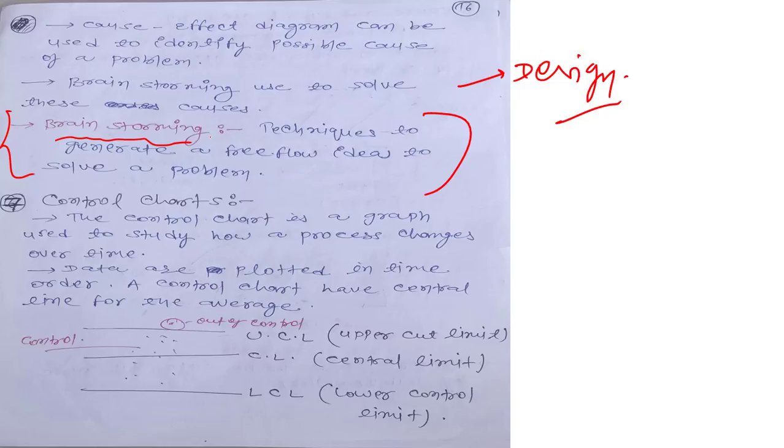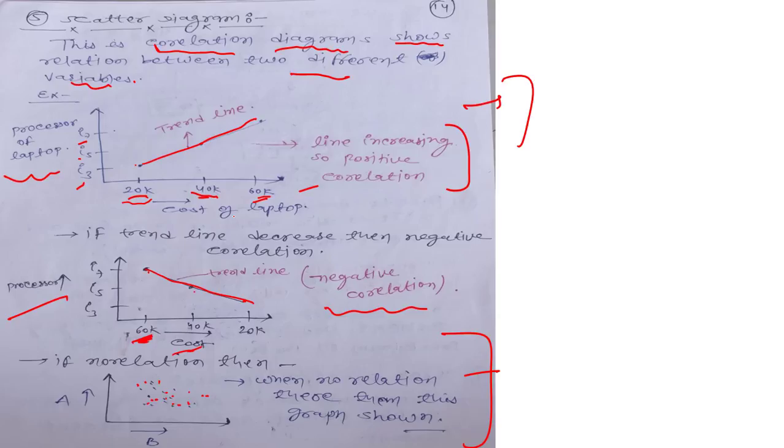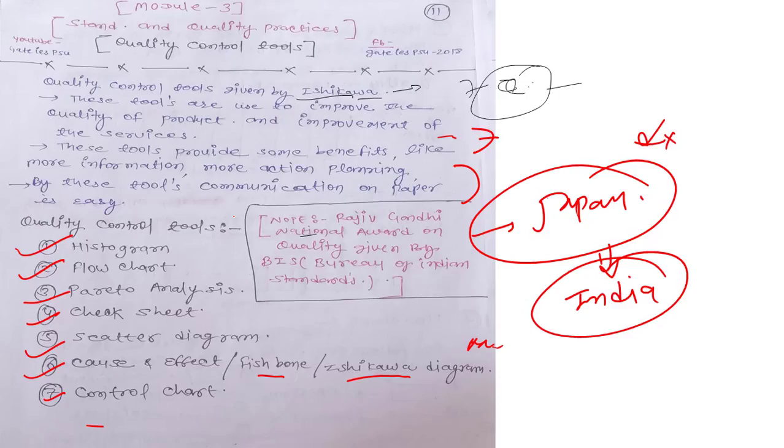So that is the best solution we will get for our problem. That is known as brainstorming. And finally, we will discuss the control chart, the seventh method of the Ishikawa tools. Six we have discussed, and the final one is the control chart.